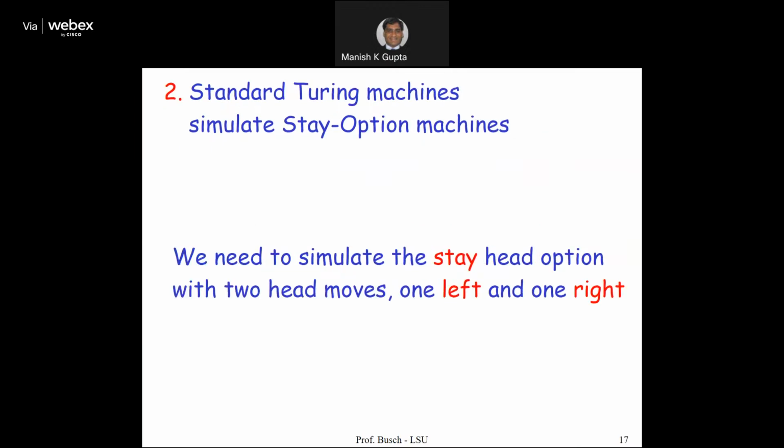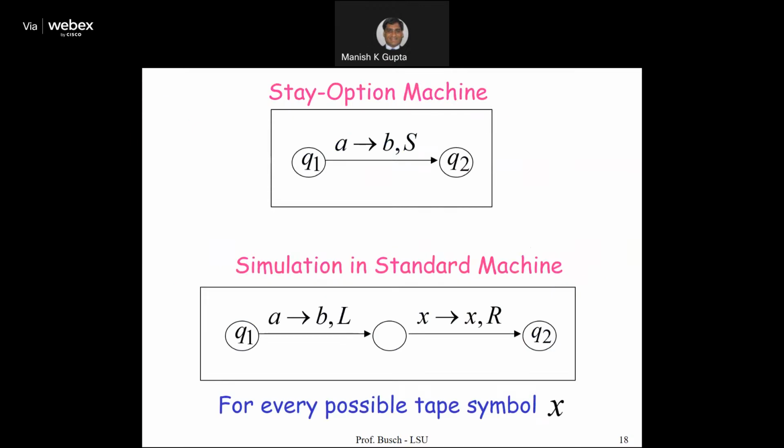Can you simulate a stay operation with only two movements, left or right? Yes. Stay means you go left and come back right. That also can be done. So obviously this stay is quite useful. So you see, for example, in this stay option machine, from state Q1, on reading A, it is going to move left and then move right. For every possible tape symbol X, you can do this. That is a stay option machine.